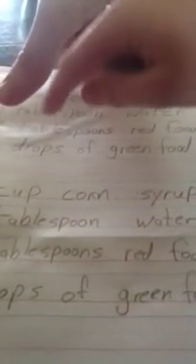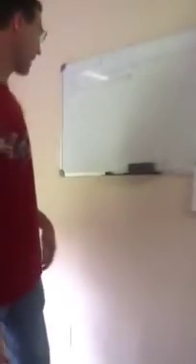Okay, and as you can see, you need 1 cup of corn syrup, 1 tablespoon of water, 2 tablespoons of red food coloring, and 2 drops of green food coloring. Now what I want to do is make this into a recipe and a half.